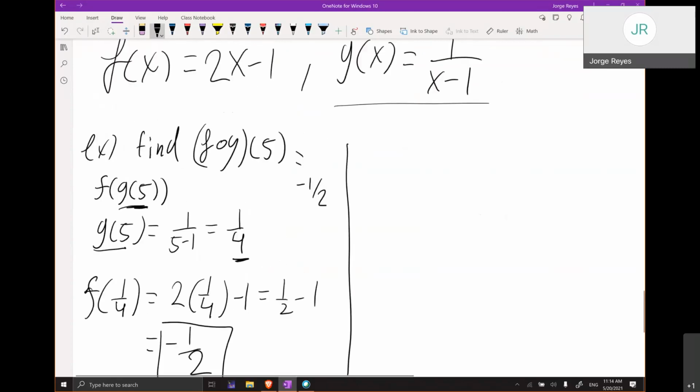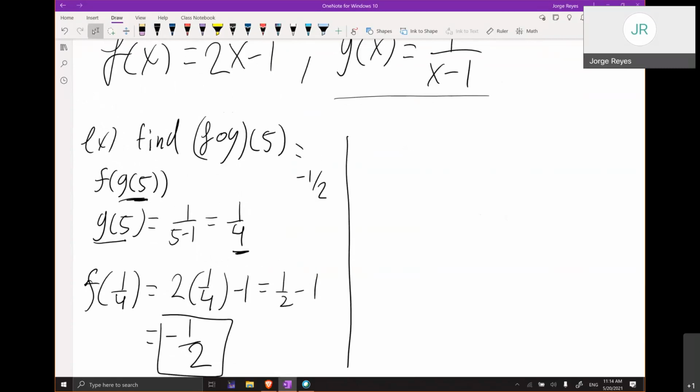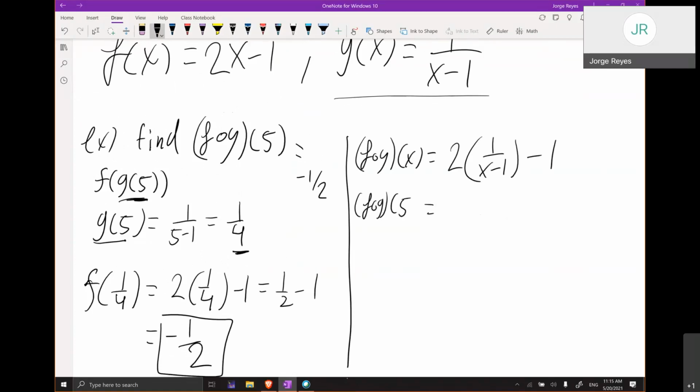Option 2 is you can find fog. So f of g of x is equal to 2 times 1 over x minus 1, minus 1. And then just plug in 5. So 2 over 5 minus 1, 2 over 4 minus 1, negative 1/2. And you see that they're the same.